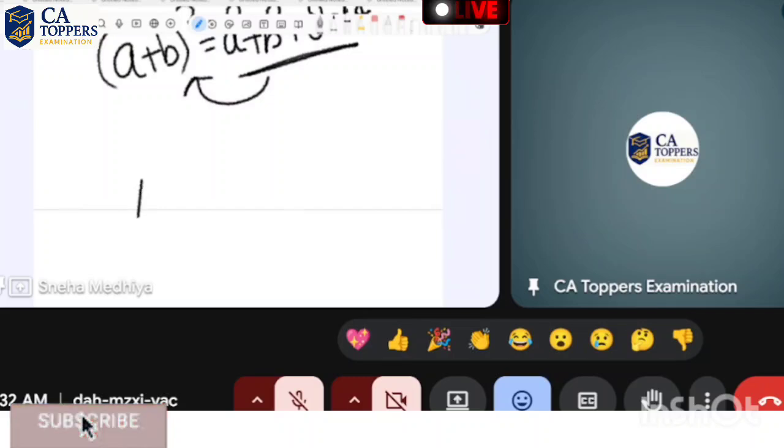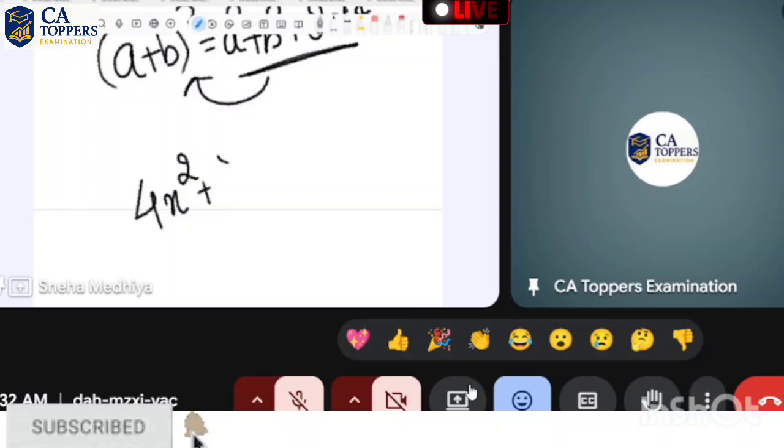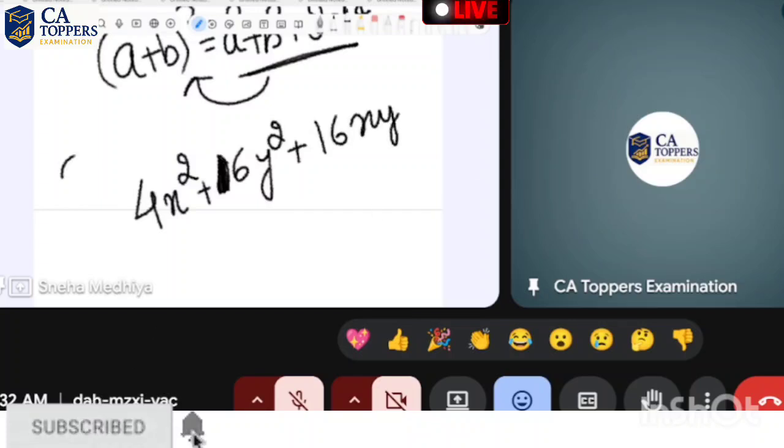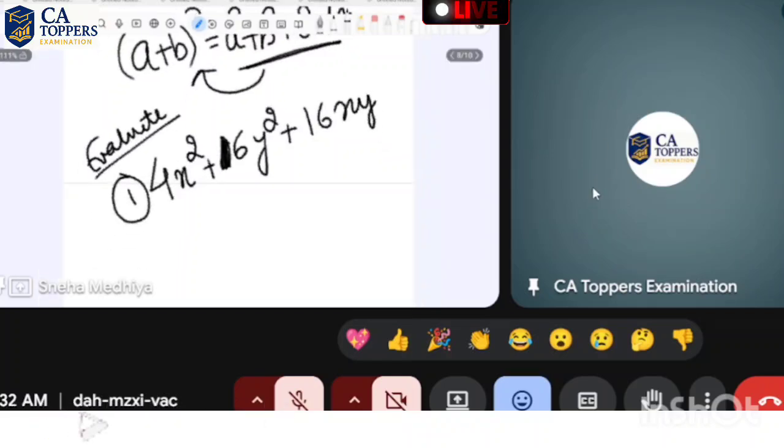4x square plus 16y square plus 16xy. And they will just say evaluate, or factorize. You need to think what you need to do with the question yourself.